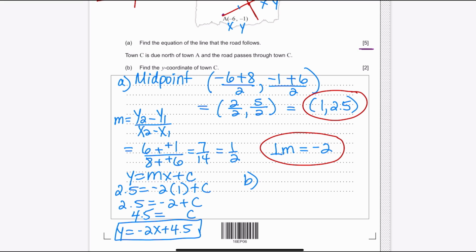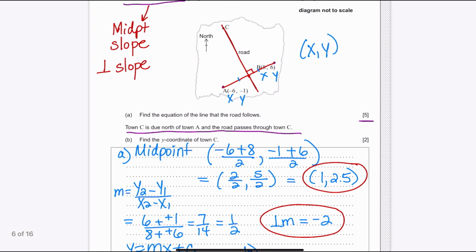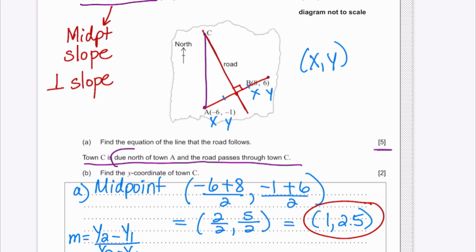For part B, it says the town C is due north of town A. Due north means directly above. So notice it says town C is basically directly above, due north of town A, and the road passes through town C. Find the coordinate of town C. Because town C is due north of town A, that means that the x coordinate of town C is also going to be -6. So my job right now is to find the y coordinate of town C.